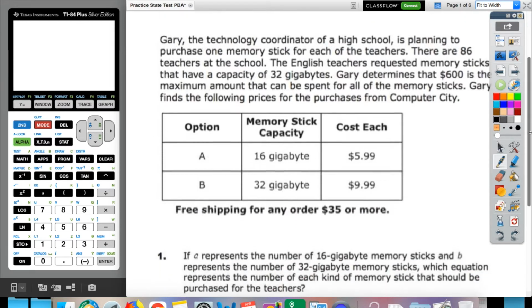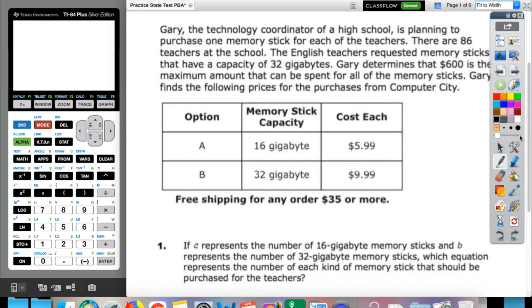So it says, Gary, the technology coordinator of a high school, is planning to purchase one memory stick for each of the teachers. There are 86 teachers at the school. The English teachers requested memory sticks to have a capacity of 32 gigabytes, and Gary determines that $600 is the maximum amount he can spend on all of the memory sticks. Gary finds the following prices for the purchases from Computer City.